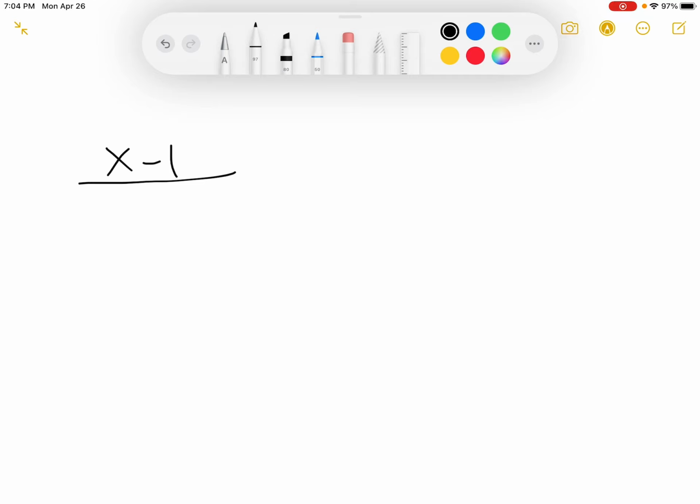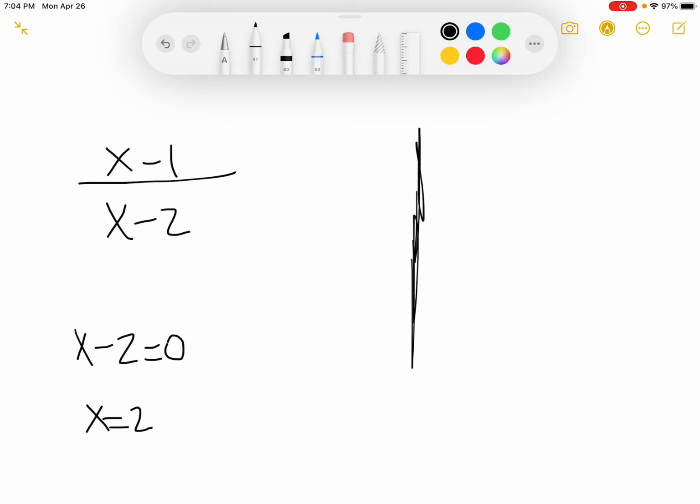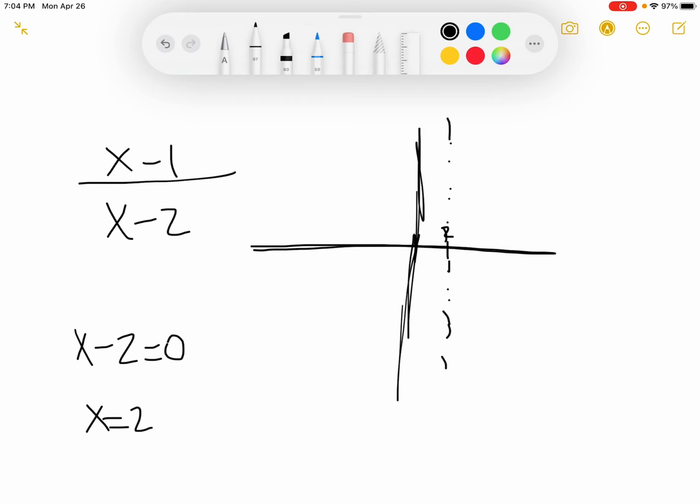Okay, let's say we had this as our example. If I said you have to set the denominator equal to 0, then we would do this. Then we would find that x equals 2. What would this mean on a graph? We would find where x equals 2, and then you just draw a line that's dotted, and that's your asymptote.